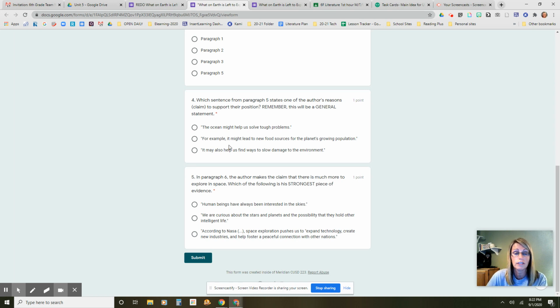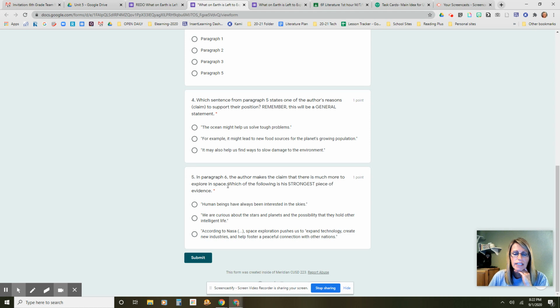This says, well, it could lead to new food sources. And then you're like, oh, I didn't know that. That's a great detail. It may find us ways to slow damage to the environment. Now this one I'd probably say what, but at least it's a little bit more specific than the tough problems. Tough problems is very general, the environment goes under there, the food sources go under there. So again, this would be your best choice.